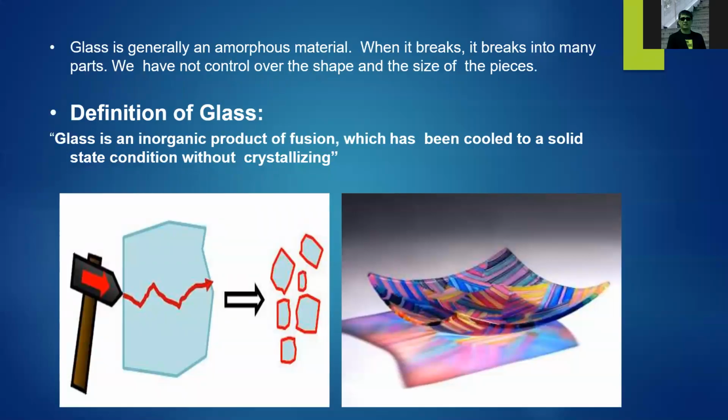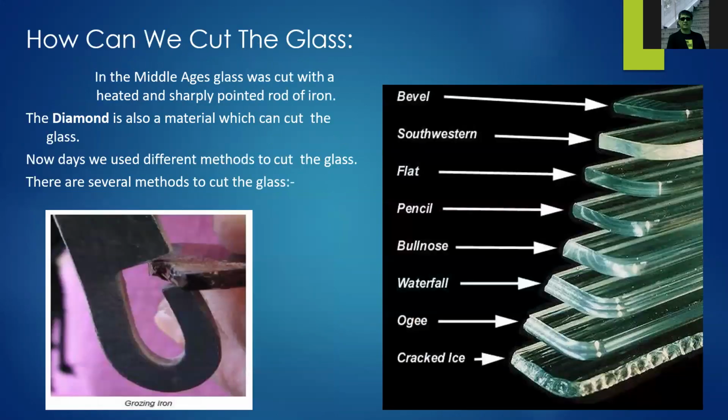Generally, glass is an amorphous material, and when it breaks into many parts, we do not have control over the shape and the size of the pieces. The definition of glass is an inorganic product of fusion which has been cooled to a solid state condition without crystallizing. How do we cut the glass?